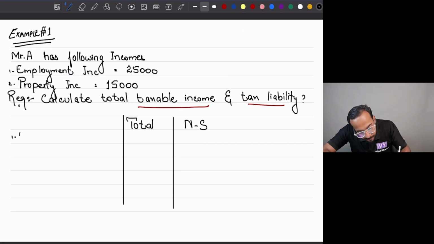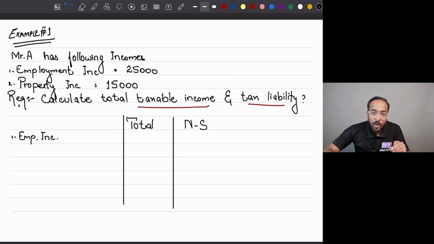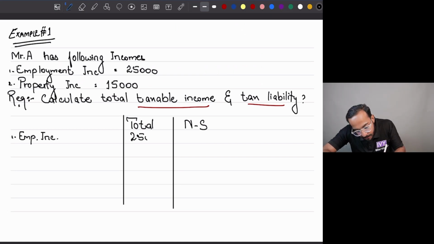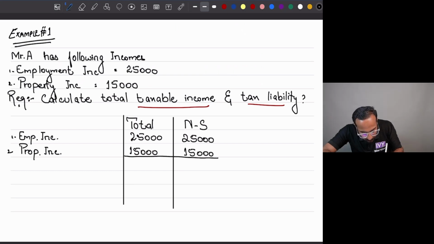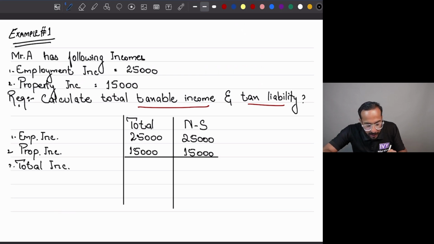Now you need to write employment income. In the total column, you write every income, that is 25,000. This belongs to non-saving, so I write it down in non-saving. You have property income, that's 15,000. That belongs to non-saving. Now you need to add, you will get the total income, right? Your total income is 40,000. Your total non-saving income is 40,000.